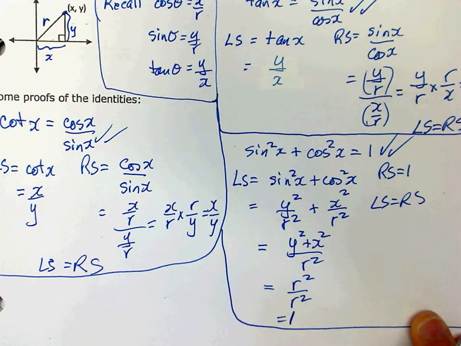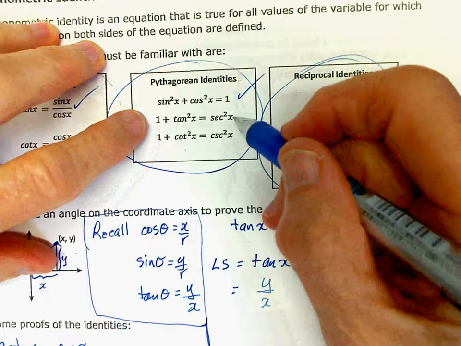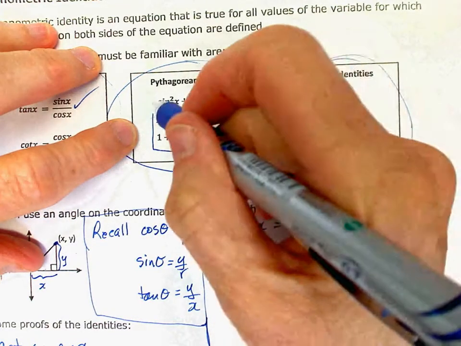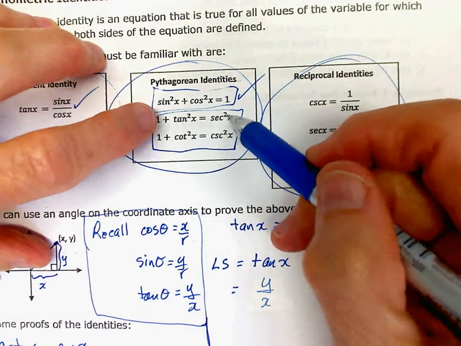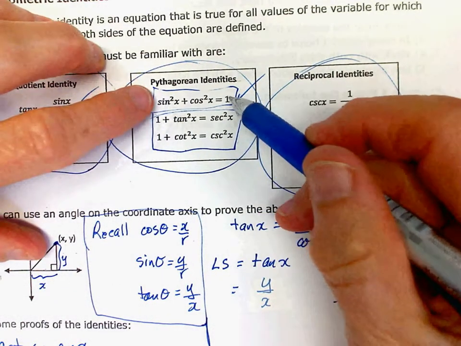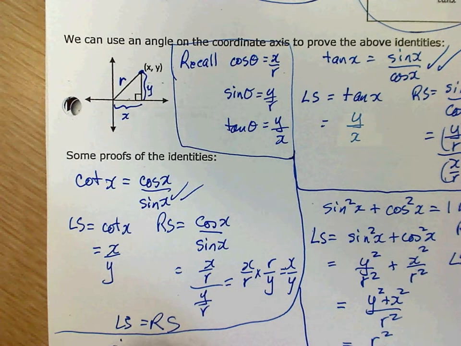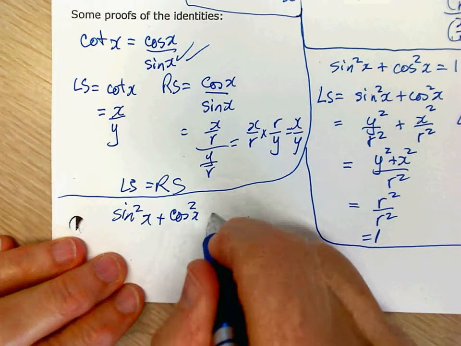Now, I'm not going to prove these two guys. I'm going to show you where they come from. These two guys come from this top Pythagorean identity. So I can use this to derive this. I can use this to derive this. So watch: sine squared x plus cosine squared x equals 1.